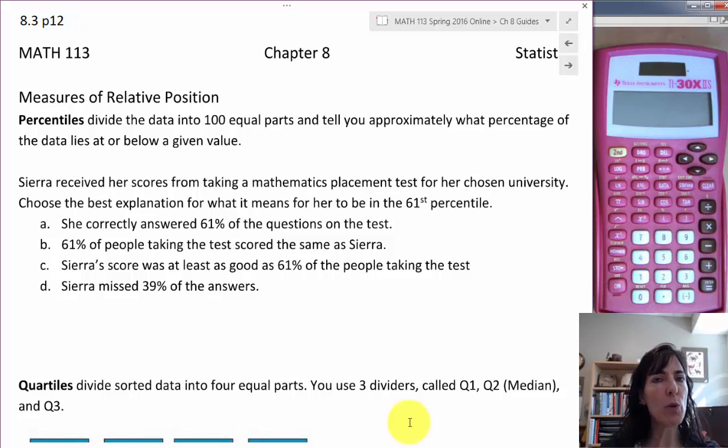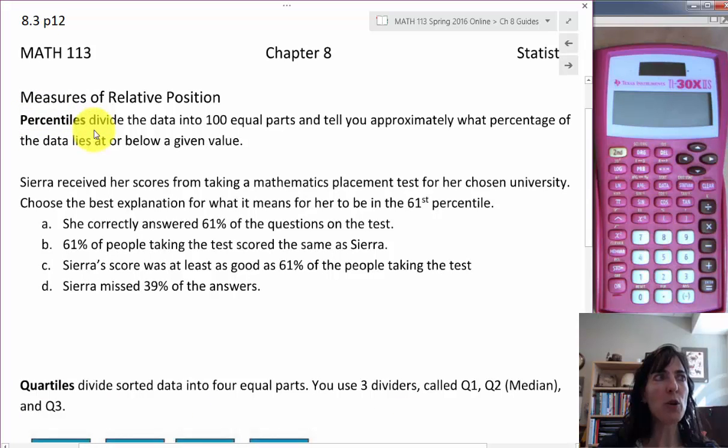And we see this most when we talk about test scores, or when we're talking about a piece of data that's been pulled from our sample, and we want to compare it to all the rest of the sample or the population. So we use percentiles. They're not percents, they're percentiles, and what they tell us is if you divided your data into 100 equal parts, it'll tell you what percentage of the data values lie at or below a specific value.